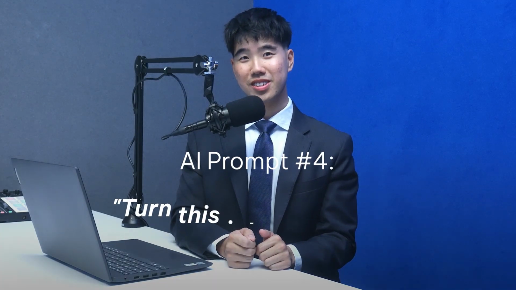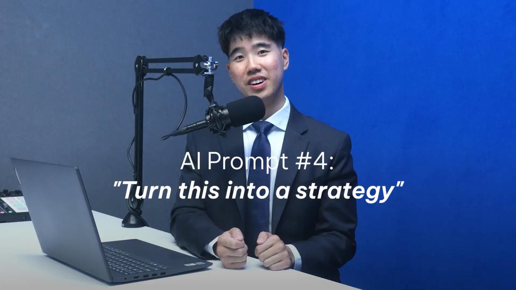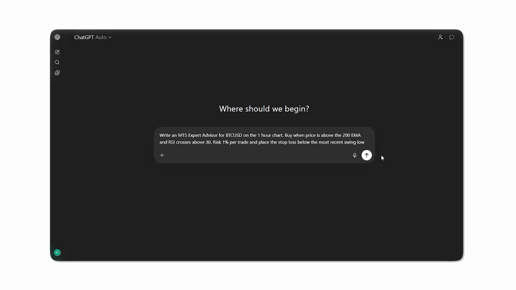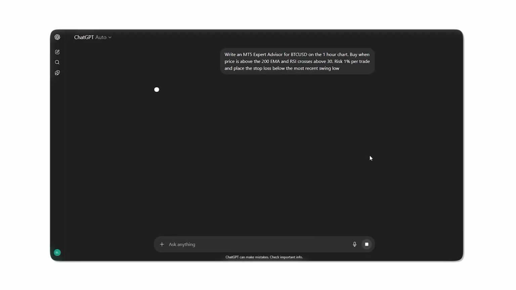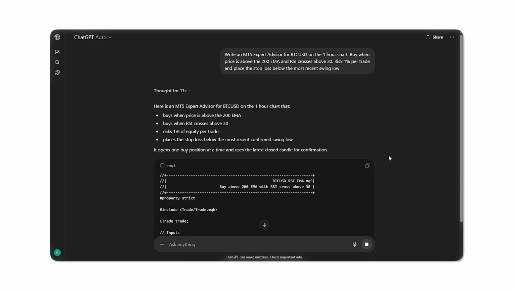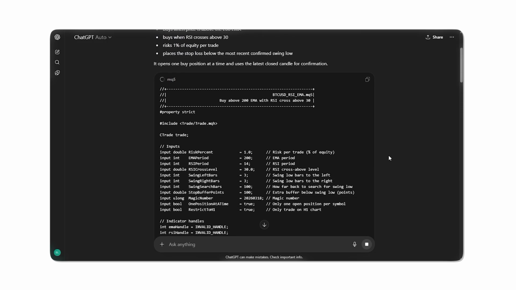The fourth prompt is to ask the AI to create a bot for MT5, TradingView, or CTrader. You can describe your entry conditions, exit rules, and risk parameters, then ask ChatGPT to turn that into an MT5 expert advisor or TradingView Pine Script. For example, you could ask, write an MT5 expert advisor for BTC/USD on the 1-hour chart. Buy when the price is above the 200 EMA and RSI crosses above 30. Risk 1% per trade and place a stop loss below the most recent swing low.